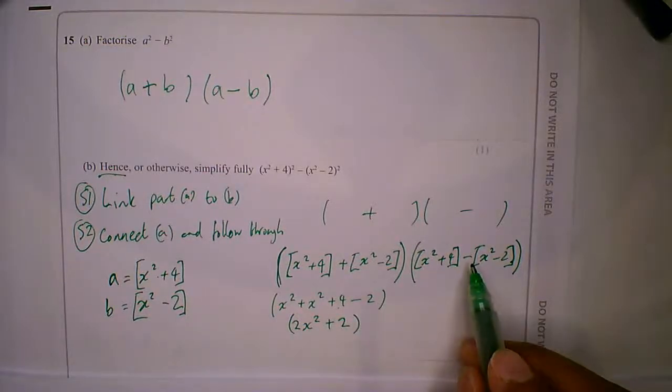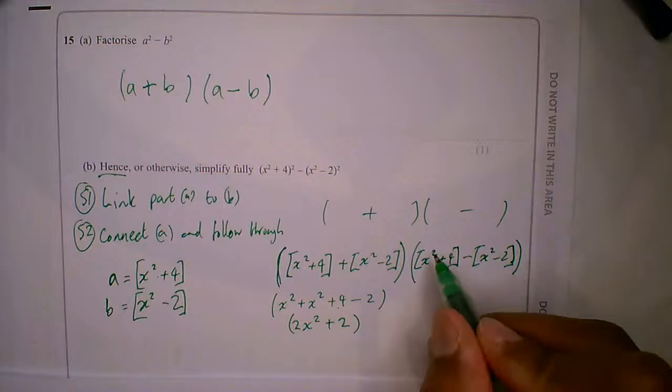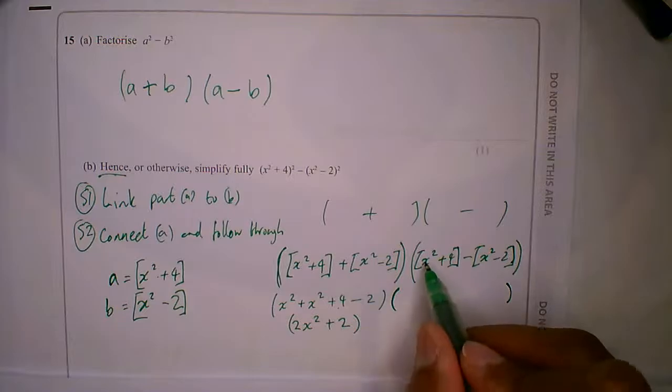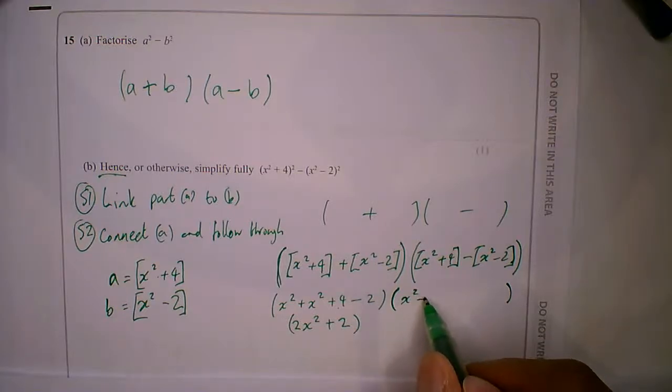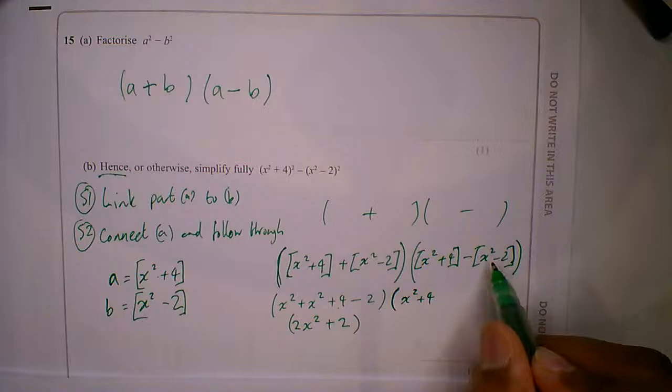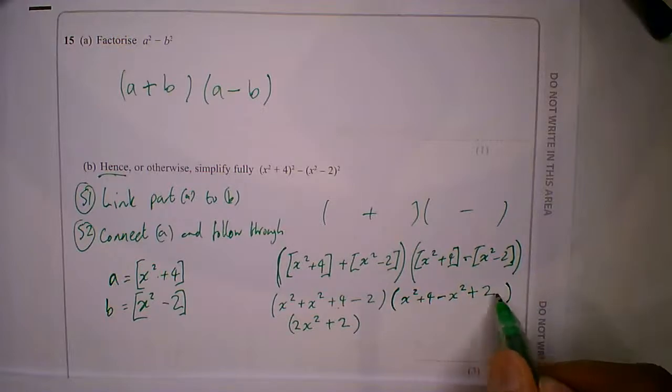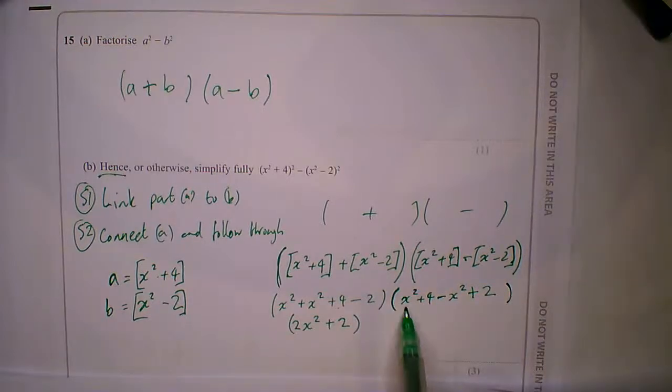Now this is the tricky bit because I've got a negative. So I'm going to put my bracket here. x squared plus 4 minus x squared. So this becomes a minus x squared. A negative and a negative makes a positive 2. So now I can simplify this. x squared take away x squared cancels each other out. 4 plus 2 gives me 6. So all of that complication is simplified to that.